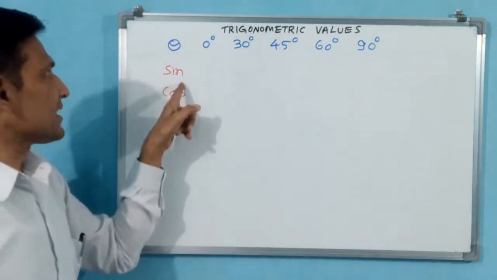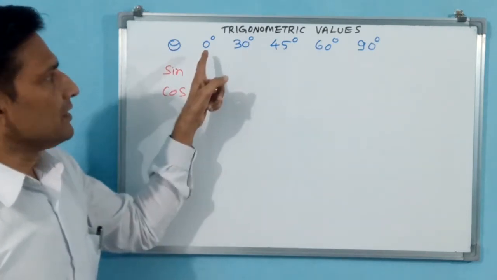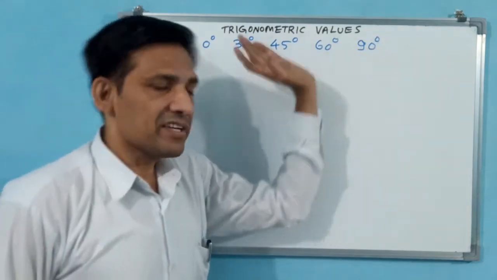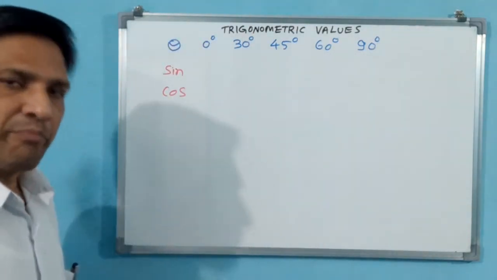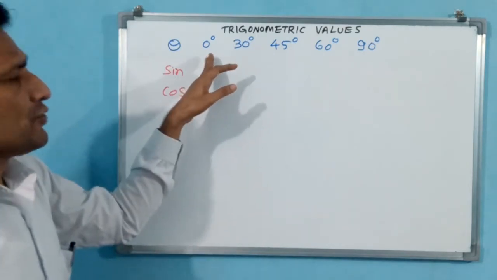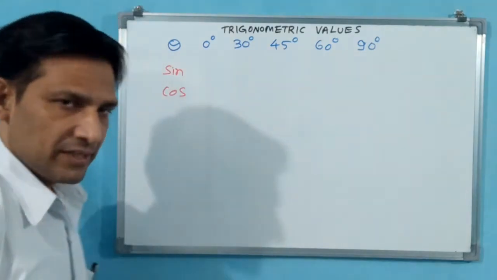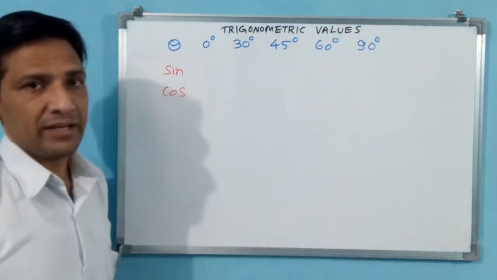This is theta, sin theta, cos theta, tan theta, like that. Remaining also we will write. This theta from 0 to 90 degrees. After 90 degrees again it is going to repeat. That is why 0 to 90 degrees are very important. 0 degree, 30 degree, 45 degree, 60 degree, 90 degrees. Okay. See, these are degrees. I have clearly mentioned degree, degree, degree.